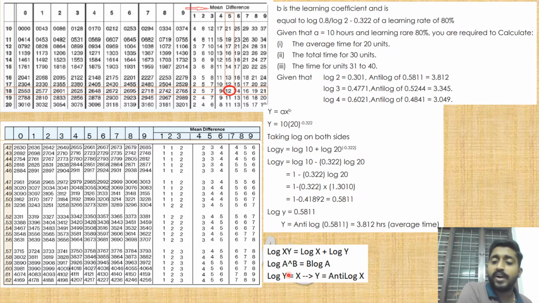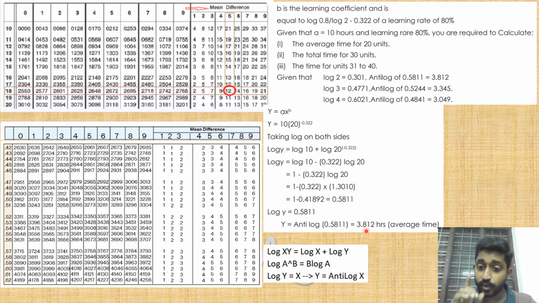The log from one side goes to the other side and becomes the anti-log. So for the anti-log also, you will have a separate table. You have to look up the values for the anti-log in the logarithmic table. If it is given in the question, then well and good. So log y is 0.5811, so y is equal to anti-log of 0.5811. That is given in the question here.